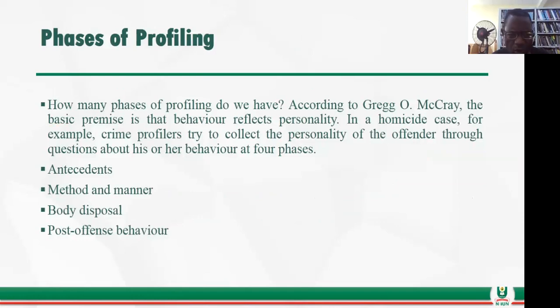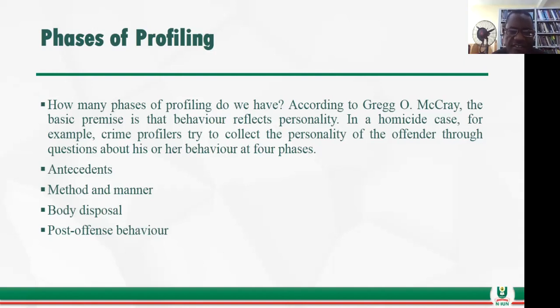According to Greg O, the basic premise is that behavior reflects personality. In a homicide case, for example, crime profilers try to collect the personality of the offender through questions about his or her behavior at 4 phases. Let us look at the phases.